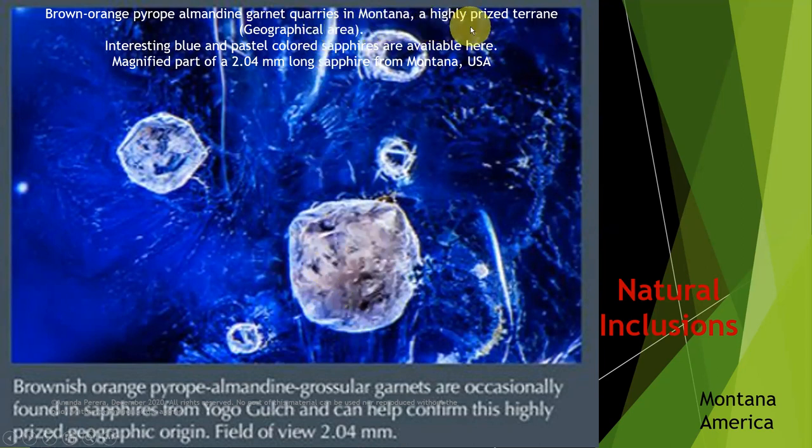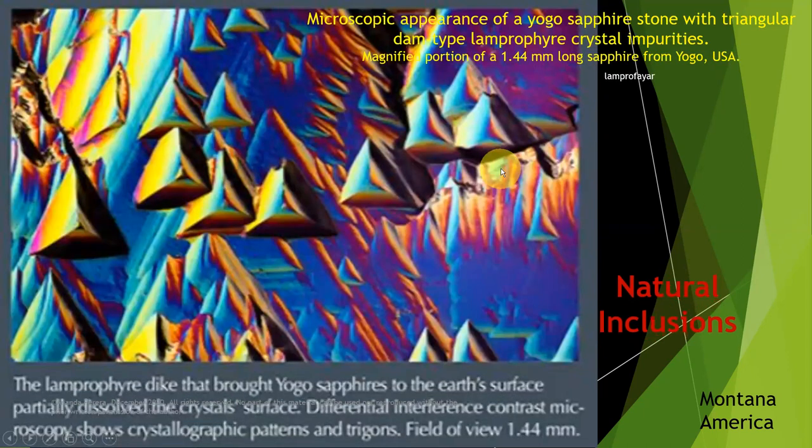Quarries in Montana are a highly prized geographical area. Interesting blue and pastel colored sapphires are available here. Blue and pastel colored sapphires are famous in Montana. The magnified part is 2.04 millimeter long. It is natural inclusions. Look at this. Very nice. Same, America, Montana. Microscopic appearance. We can see this through the microscope.